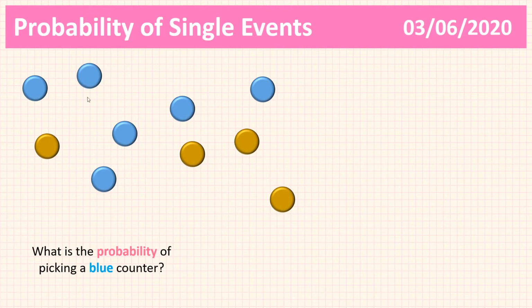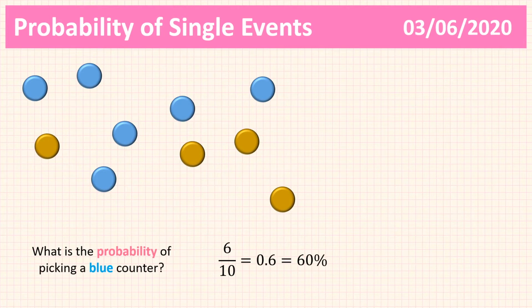Well, there are 1, 2, 3, 4, 5, 6 blue counters out of 1, 2, 3, 4, 5, 6, 7, 8, 9, 10 counters total. So that would be 6/10, 0.6 or 60%. Hopefully you got that right.